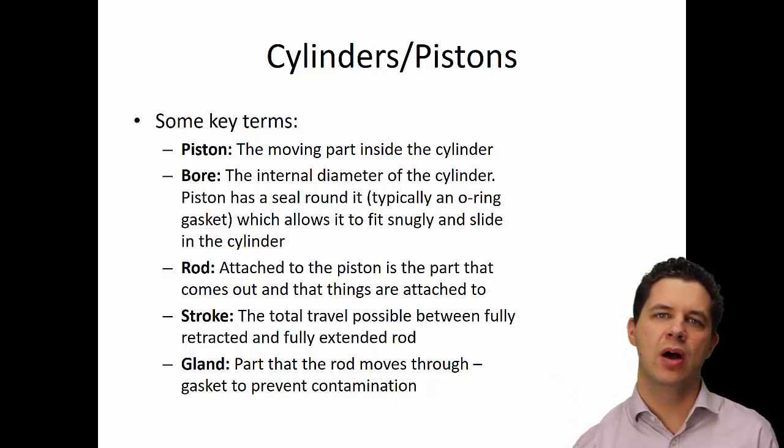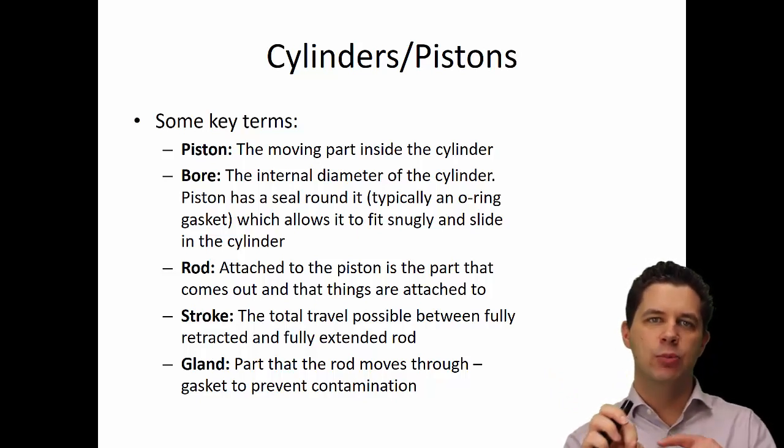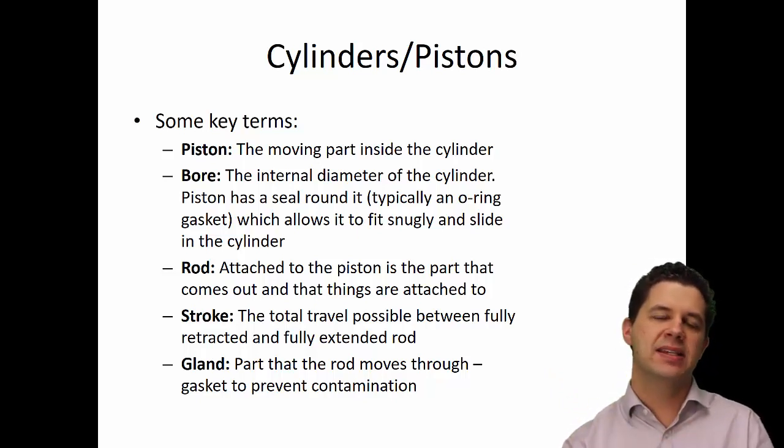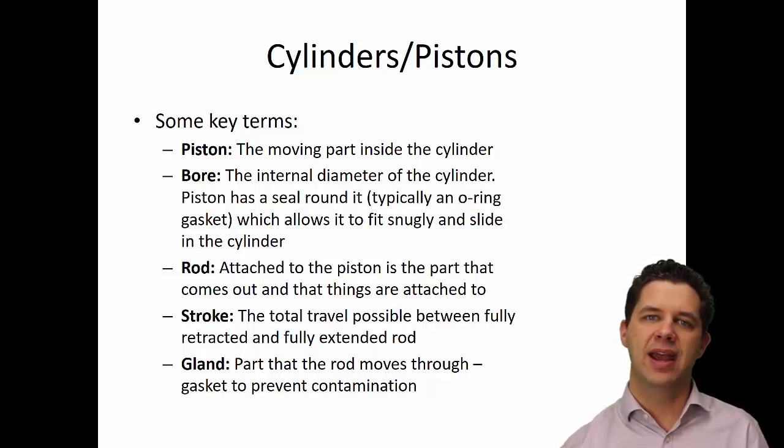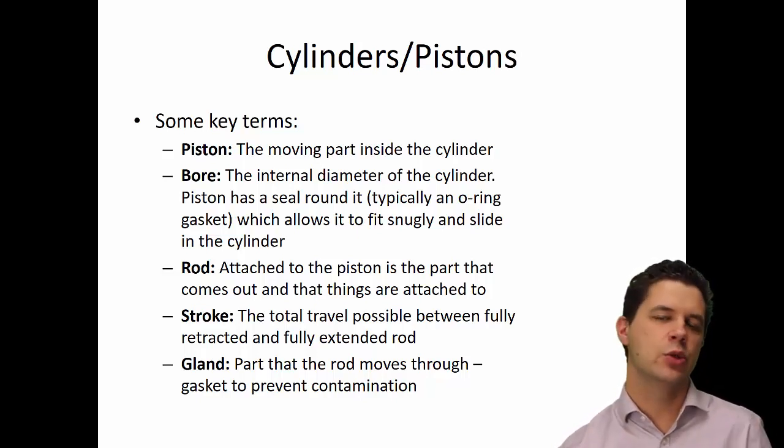We have a gland as well, and that's the part that the rod moves through. This is basically a gasket, and it prevents contamination from particles and things getting into the cylinder and causing rust or whatever is going to happen in there.